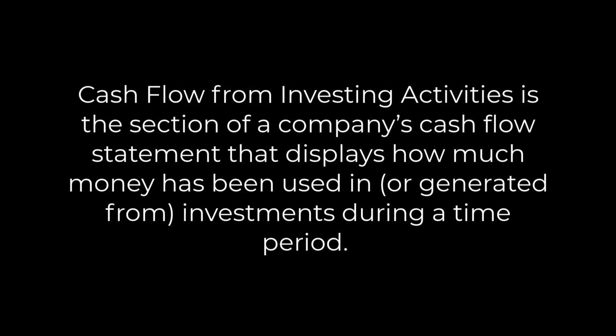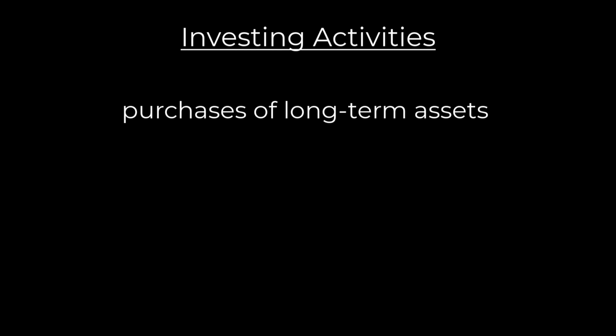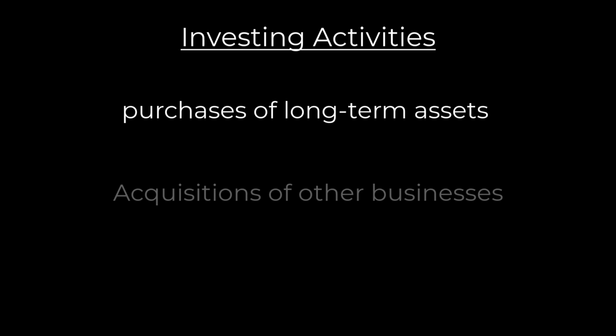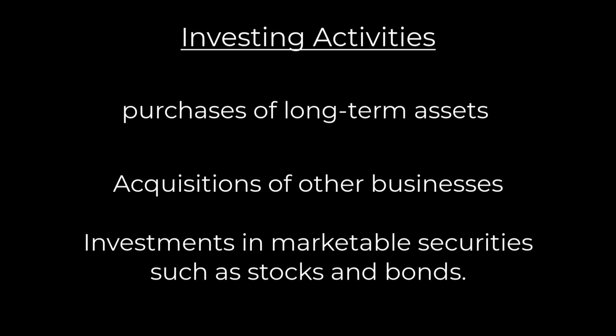Cash flow from investing activities is the section of the company's cash flow statement that displays how much money has been used in, or generated from, investments during a time period. It's the cash the company has spent on and received from its investments. Investing activities include purchases of long-term assets, such as property, plant and equipment, acquisitions of other businesses, and investments in marketable securities, such as stocks and bonds.